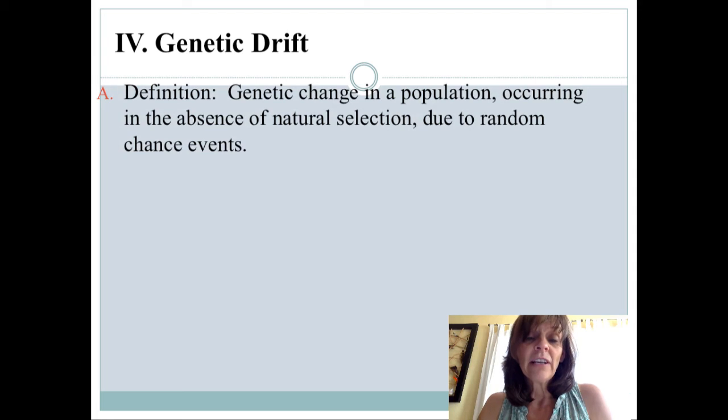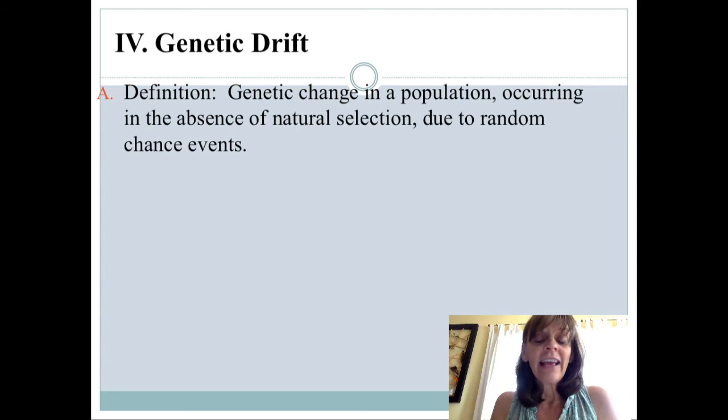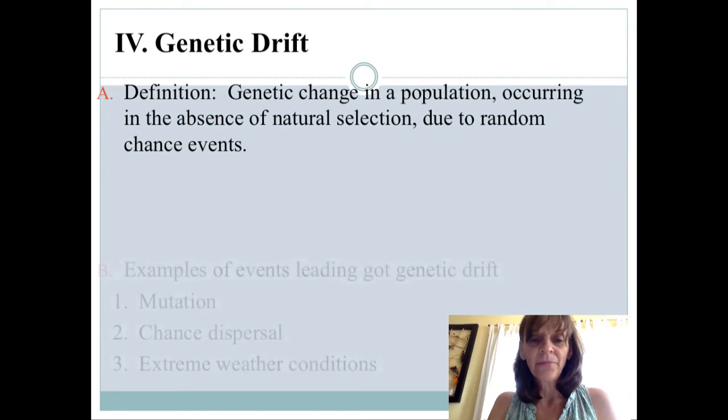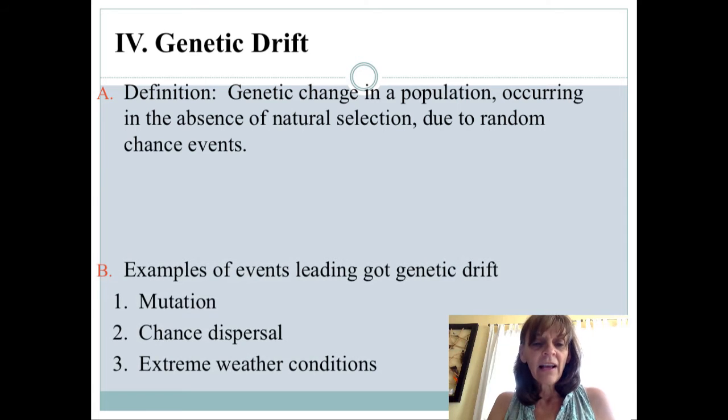Genetic drift is another type of mechanism that can cause evolution. It occurs in the absence of natural selection due to random chance events. So this is where it's not just selected. This is something that Darwin didn't know about. So for instance, things that can happen can be mutation, chance dispersal, or extreme weather condition.